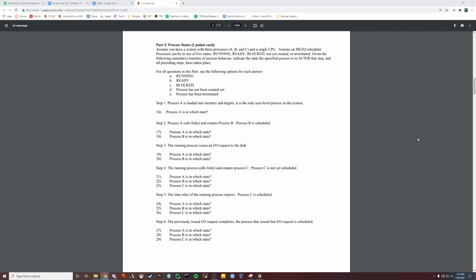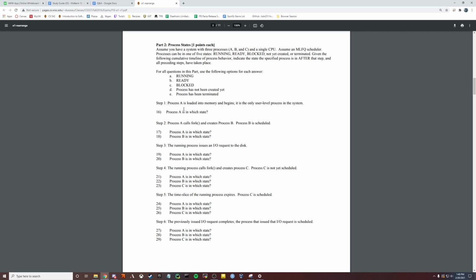Assume you have a system with 3 processes A, B, and C and a single CPU. Assume an MLFQ scheduler. A process can be in one of 5 states: running, ready, blocked, not yet created, or terminated. Given the following cumulative timeline of process behavior, indicate the state the specified process is in after that step and all preceding steps have taken place. For all questions in this part, use the following options for each answer. A is running, B is ready, C is blocked, D process has not been created yet, and E process has been terminated. Oh wow, these instructions are kind of dense.